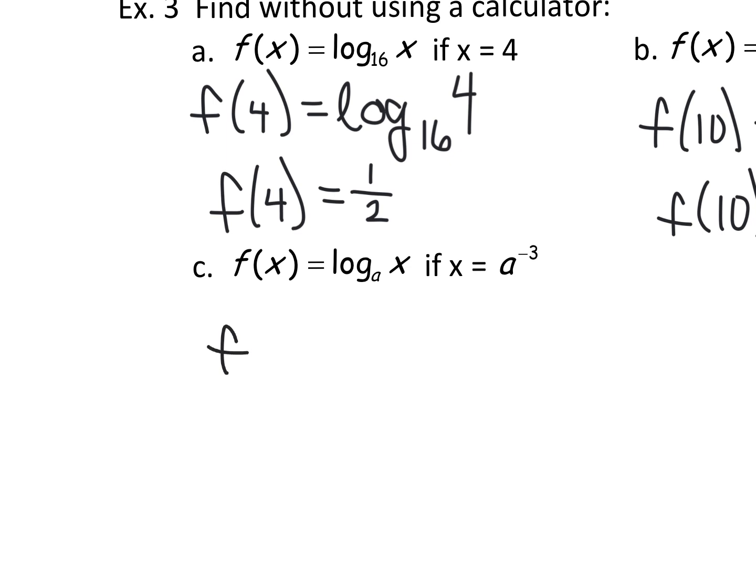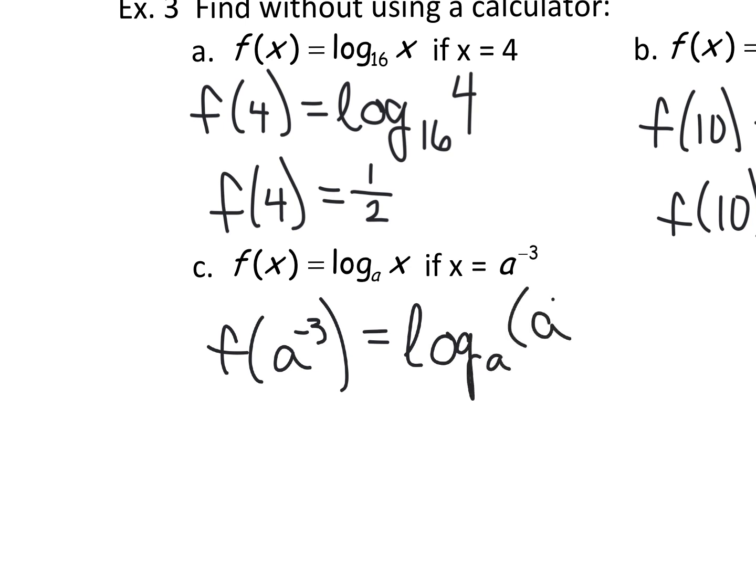Let's write this last one a little more challenging. f of a to the negative third equals log base a of a to the negative third. So now we're asking ourselves, a to what exponent would give us a to the negative third? The other ones were a little easier to figure out in our head, but now it's not as obvious. So a to what exponent?